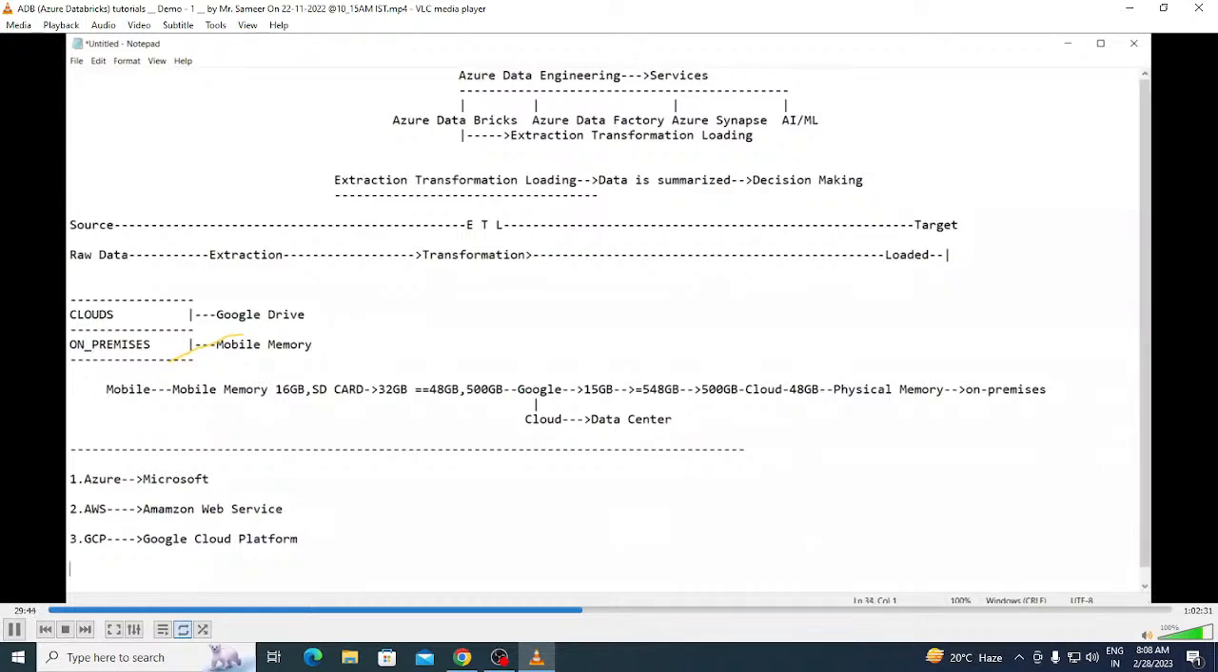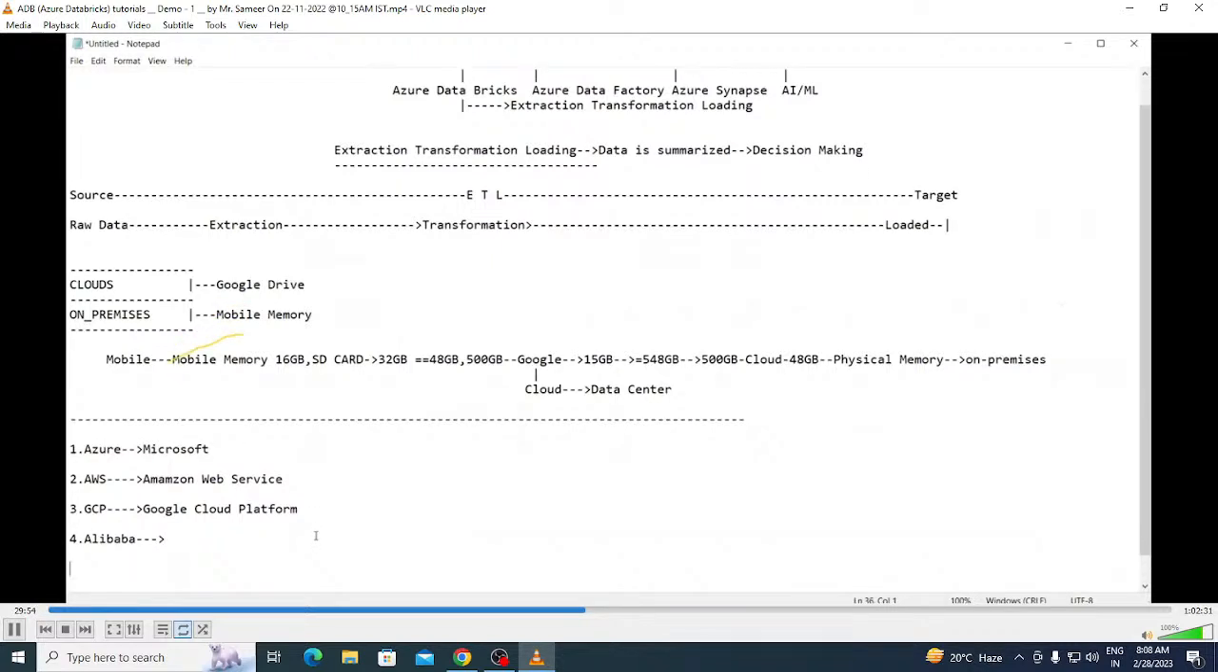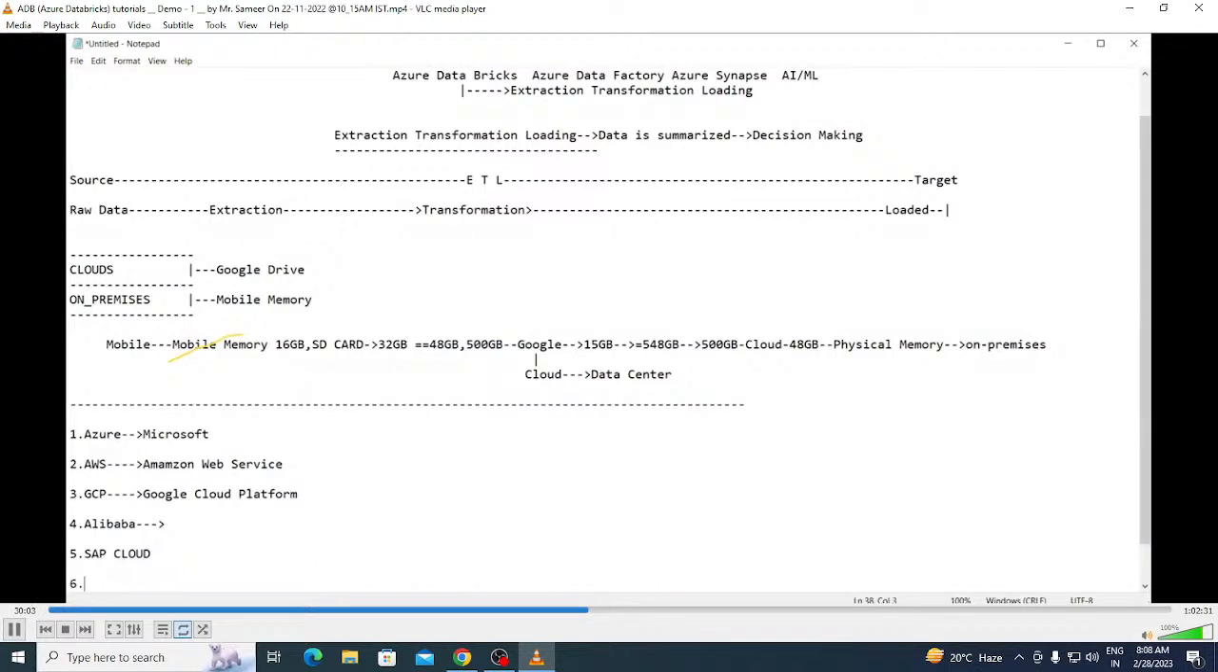Then we have Alibaba, which is a China-based cloud provider. Then we have SAP Cloud. Likewise, there is SAP Cloud, Oracle Cloud, and so on. These are all cloud providers, but the market leaders are the first three, and number one in providing cloud services is Azure.